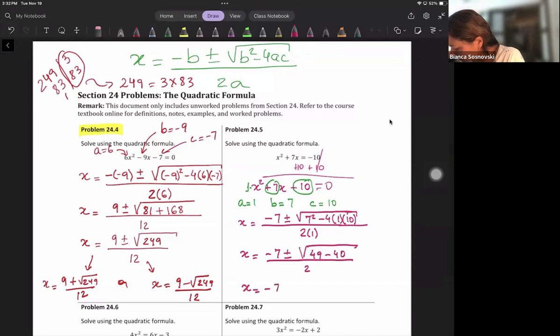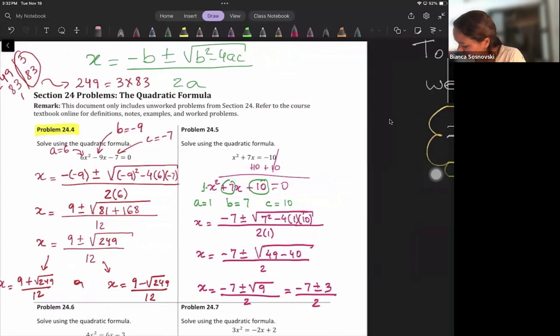So this is negative 7 plus minus the square root of 9, divided by 2. The square root of 9 is 3. So this is negative 7 plus minus 3, divided by 2. In this case, because the square root was completely simplified, we can actually do the addition and subtraction that is in the formula, the plus minus we have.